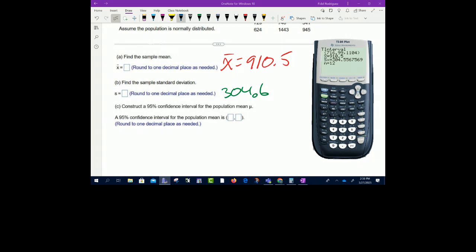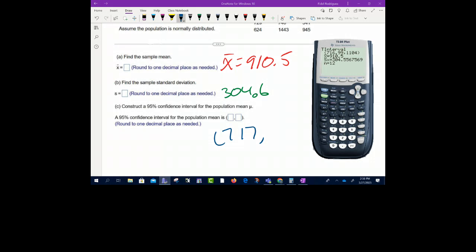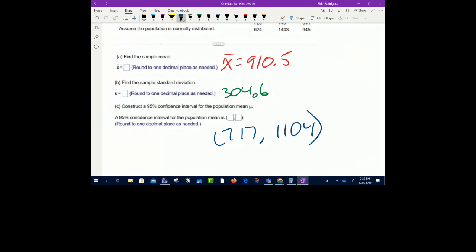Okay, so look, y'all, we're going to do this. Let's see, what are our numbers? They want me to go to one decimal place. What do you think, y'all? 716.9 or 717? 717. All the way to what, 1104? Boom. And we found our confidence interval, right?